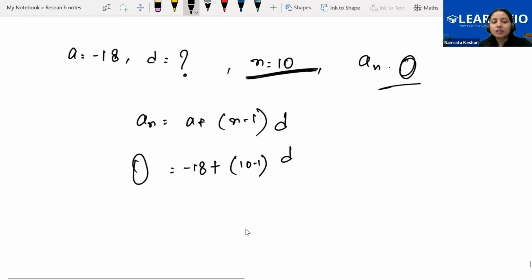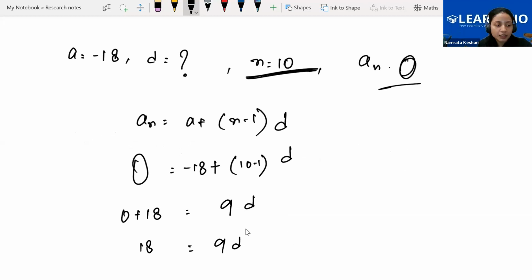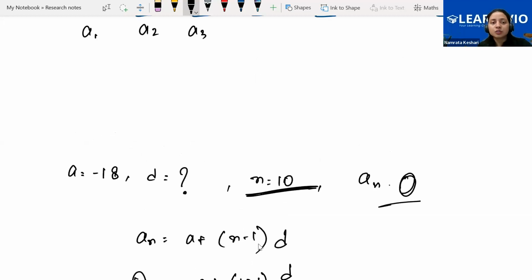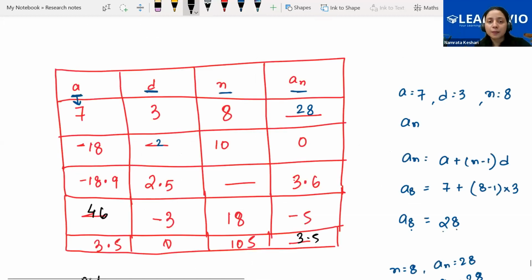Now we will do the calculation. This 18 will go to the other side. 0 plus 18 is just 18. Here 10 minus 1 is 9d. So 9d we are getting. d will be 18 by 9. That is 9 twos are 18. d is 2. Can you see it, Ziana? Are you getting it? Are you getting it, Ziana?